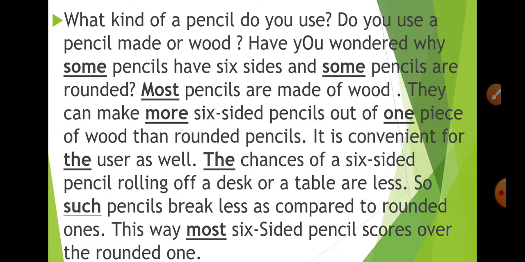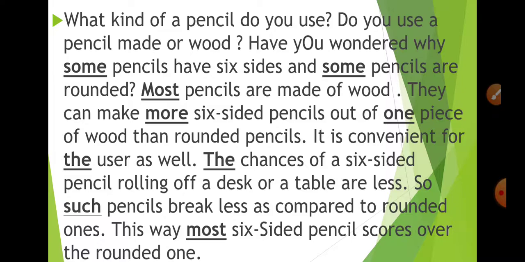This way, most 6-sided pencils score over the rounded ones. So, what are the determiners here? Look at the paragraph. Have you wondered why some pencils have 6 sides? So some is here a determiner. It is determining pencils, the quantity of pencils, that some pencils have 6 sides and some pencils are rounded, and again in the same sentence some pencils are rounded, so some is a determiner.